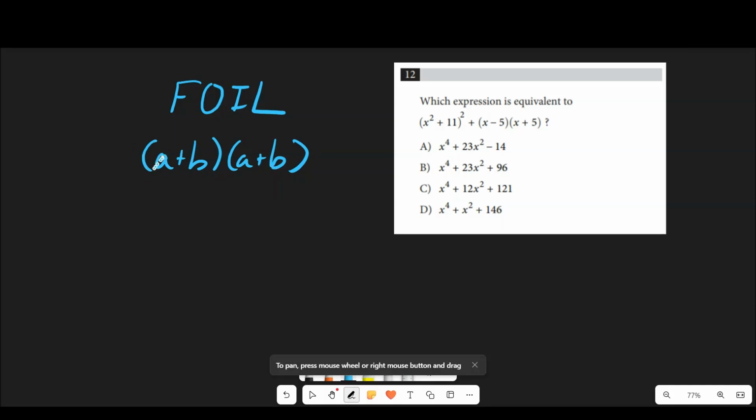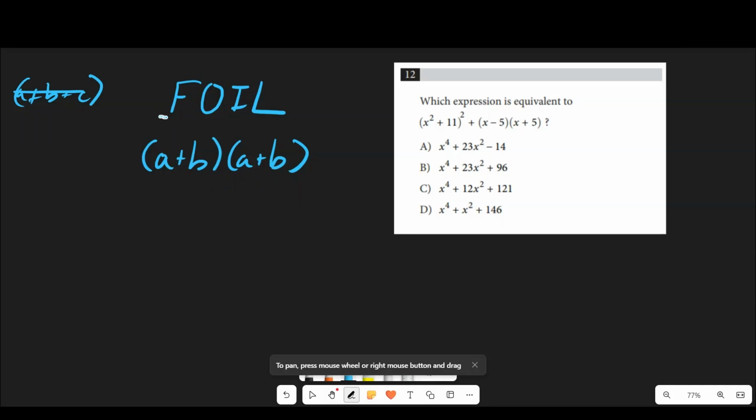Binomial means nothing more than two numbers or two variables added or subtracted with each other in parentheses. If you had a plus b plus c, that would be a trinomial. You can have more and more, but most of the time on the SAT you will deal just with binomials, when they have two terms in the parentheses. So how would you use the FOIL method to expand a plus b times a plus b?